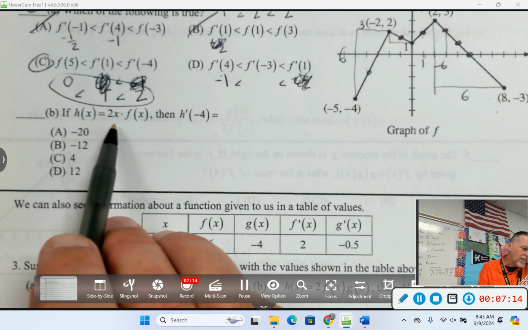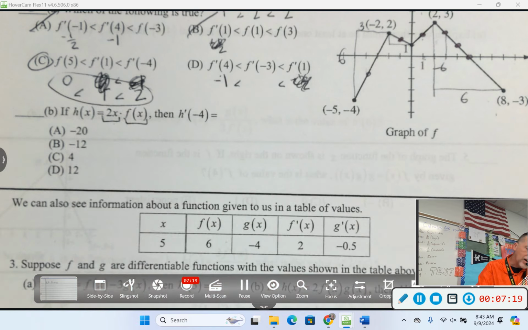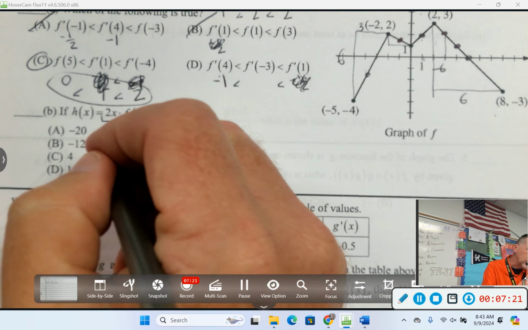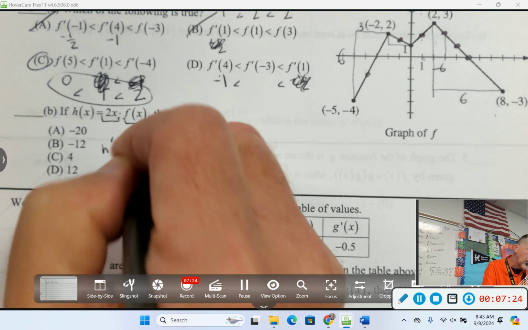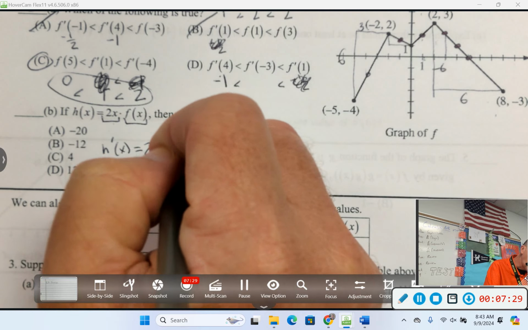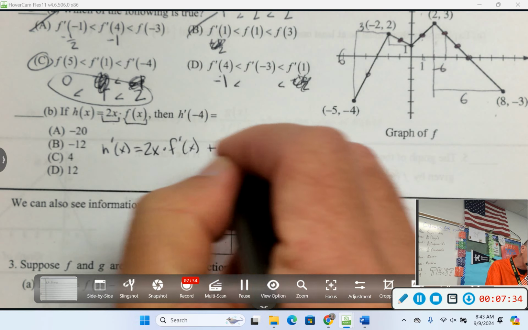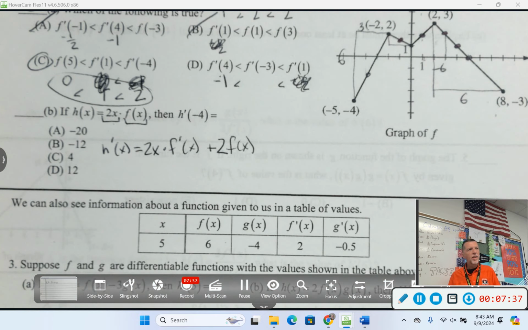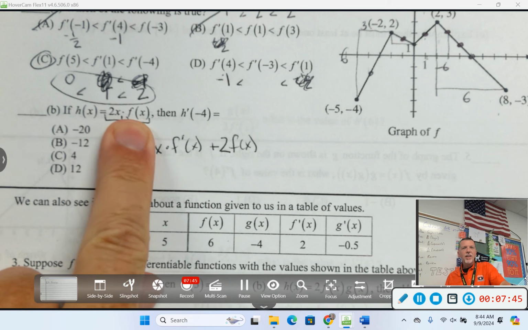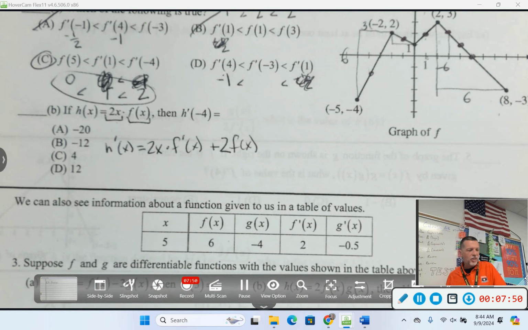Part B, if h of x is 2x times f of x, already I'm thinking product rule here. So first times derivative of the second, 2x times f prime, plus second times derivative of the first. Man, that throws people off when you have an equation to take a derivative of, just an equation name, like f of x becomes f prime, and then we have to use the graph. So there's a lot going on here.